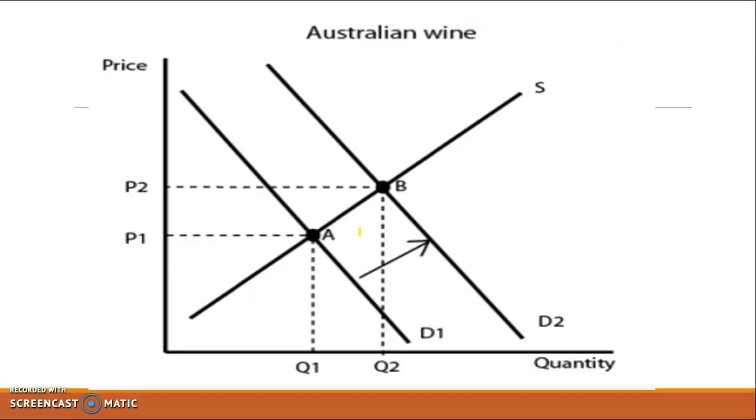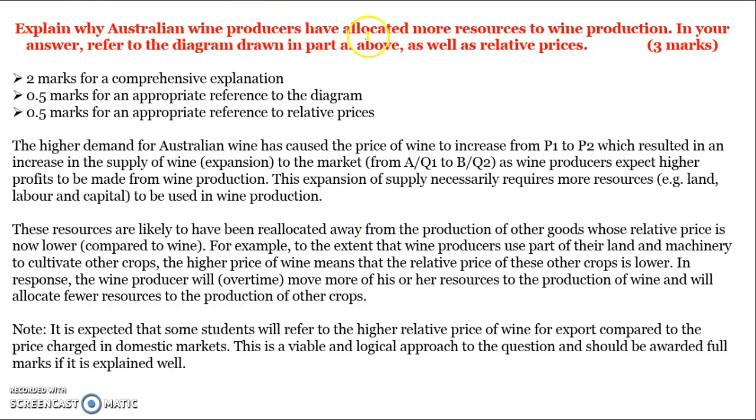In this question here, I'm going to give you a similar question that asks you, explain why wine growers allocated more resources to wine production. In your answer, refer to the diagram as well as relative prices. That was the question from a past SAC, so you may have seen this. And what you need to be able to do, you get 2 marks for an explanation, 0.5 marks for referencing the diagram, and 0.5 marks for reference to relative prices.